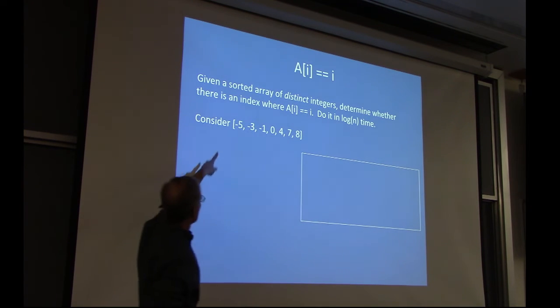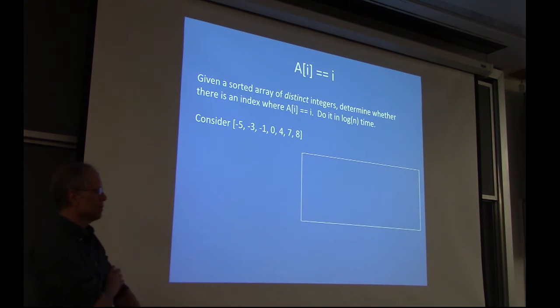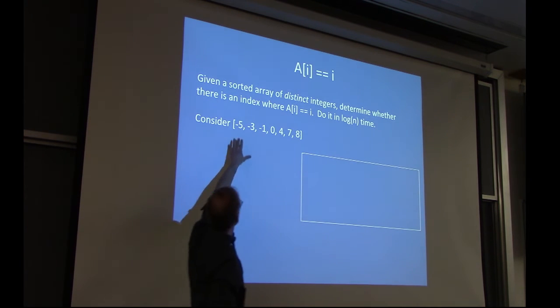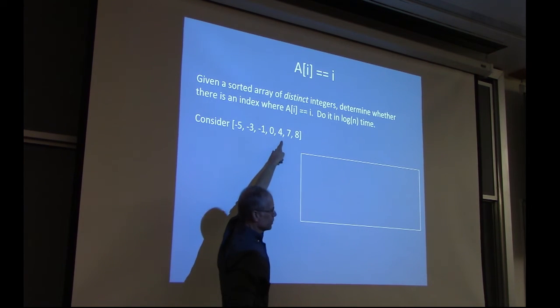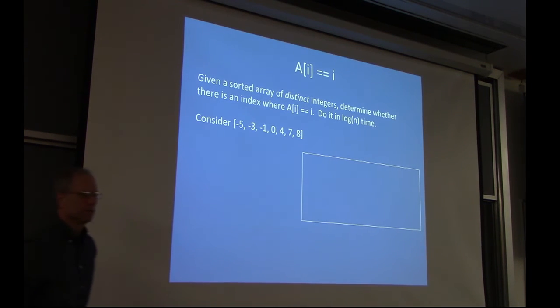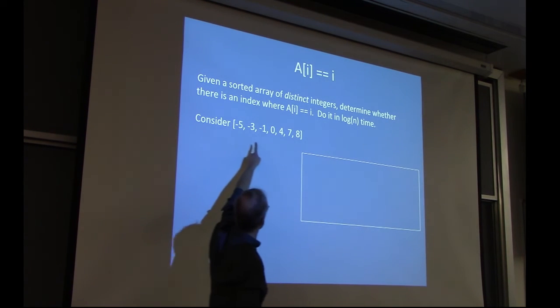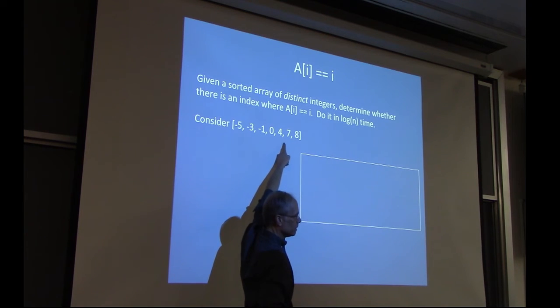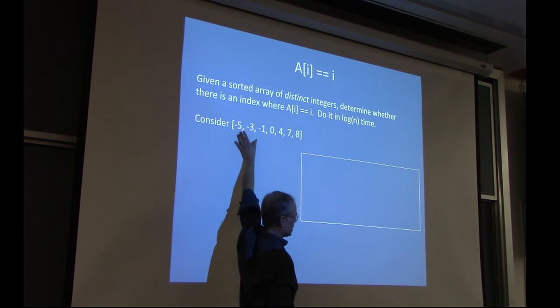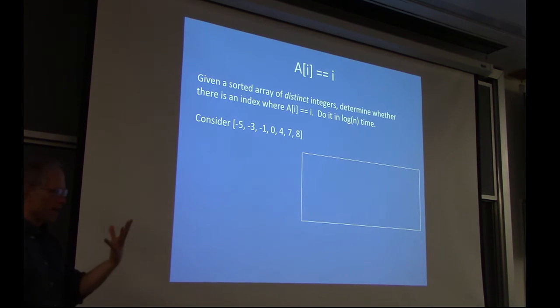So, for example, this array right here. Does it have an index where a sub i is equal to i? Yeah, so 0, 1, 2, 3, 4. So the answer is yes. But what's wrong with the way I just did it? That would be linear time if I'm just going to go through and say, yeah. In some cases I have to get all the way to the end. So that doesn't fly. And so what we need is a divide and conquer algorithm.